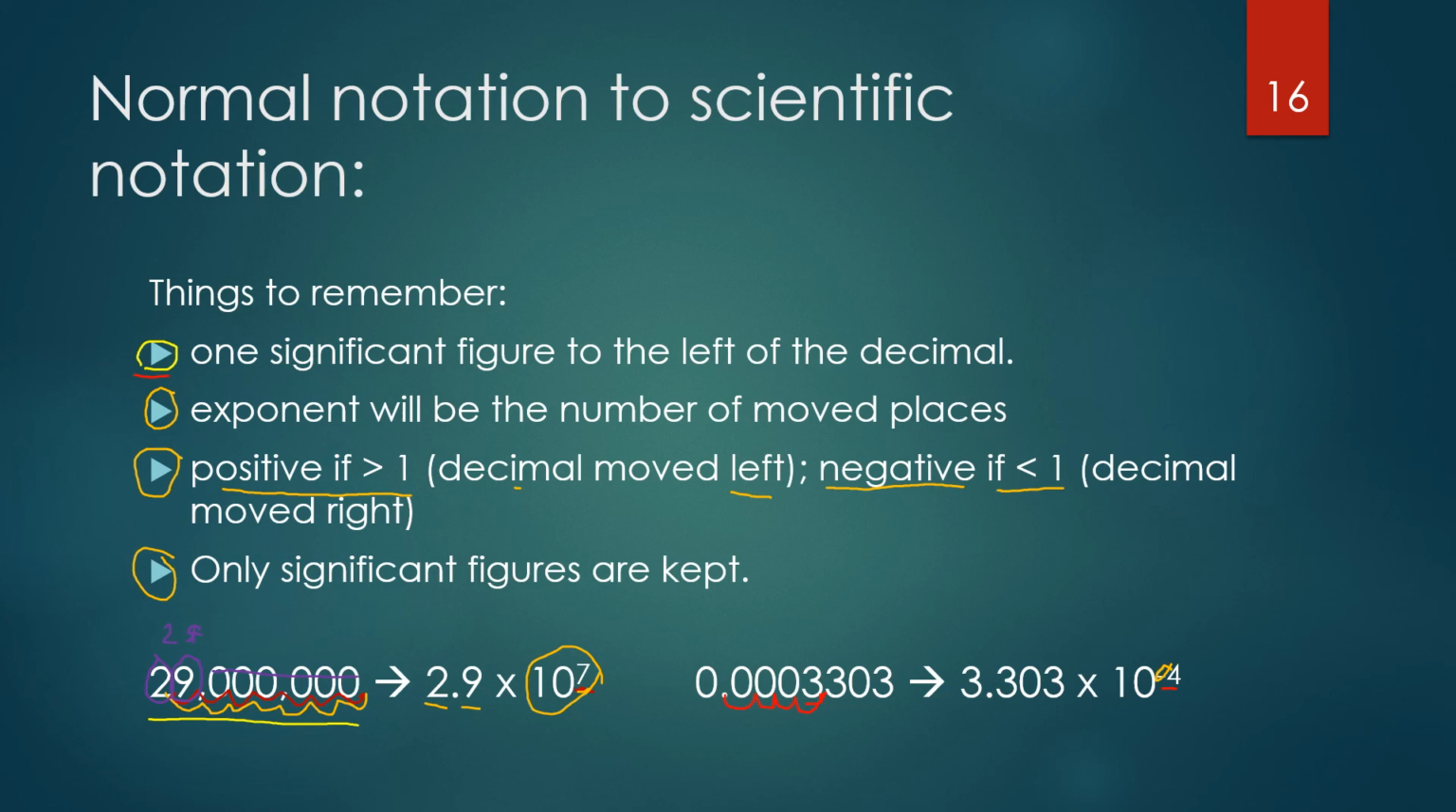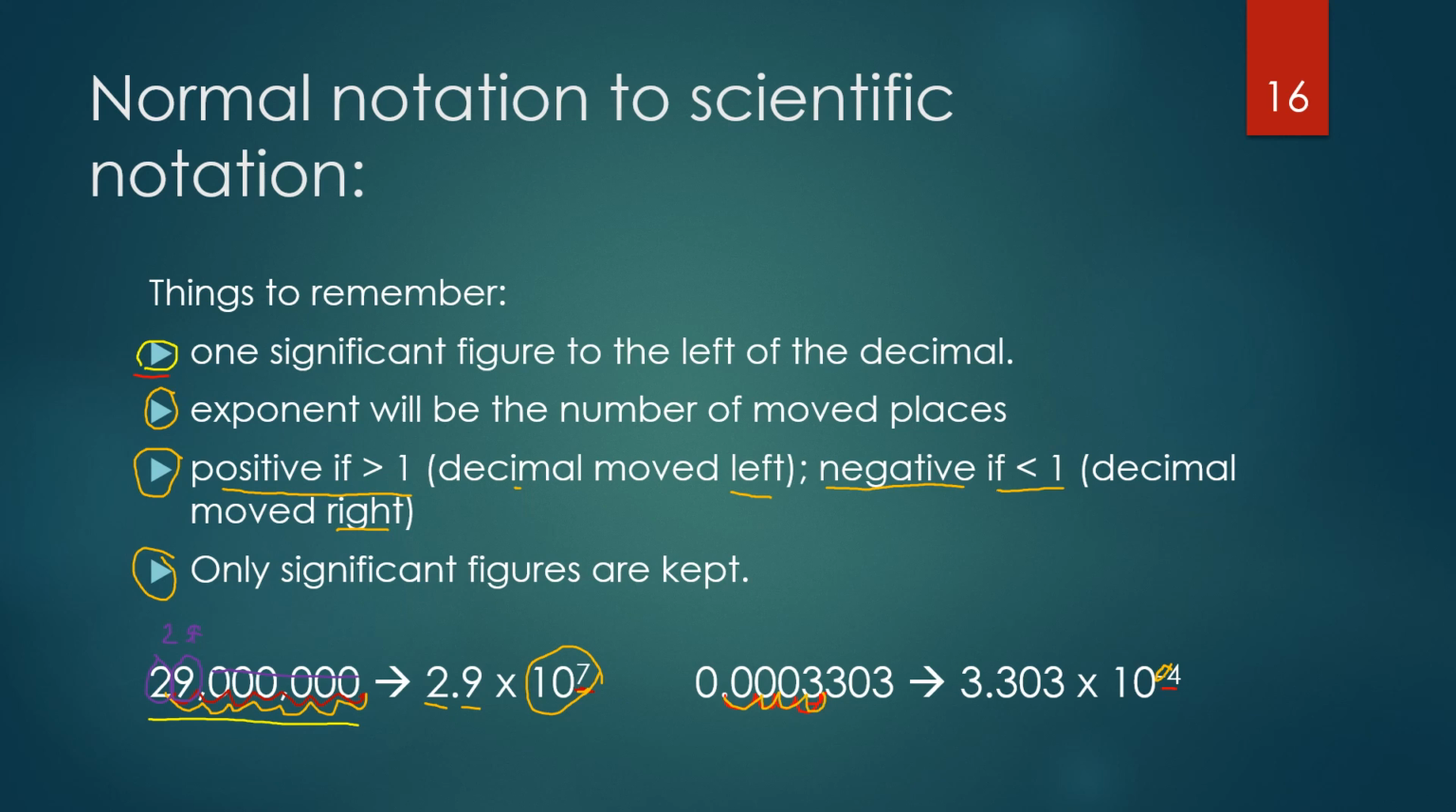Another way to look at it as well is what direction you move the decimal. So if you had to move it to the right, it's going to be a negative exponent. So whichever one's easiest for you to remember, both work. And we indeed moved it to the right, so that's why it's negative.